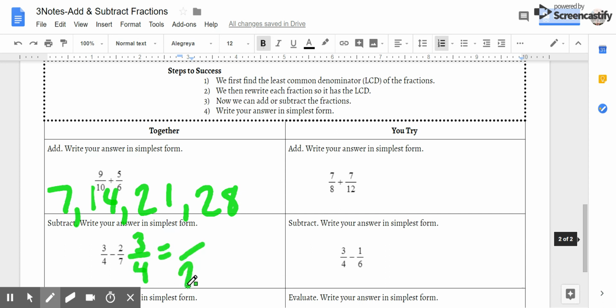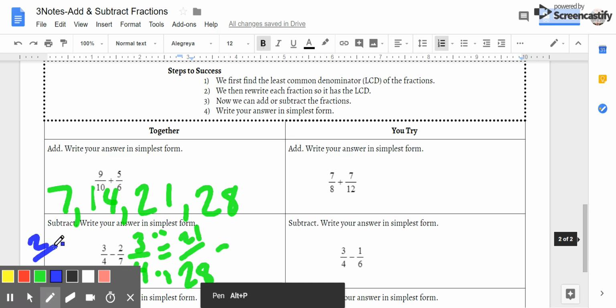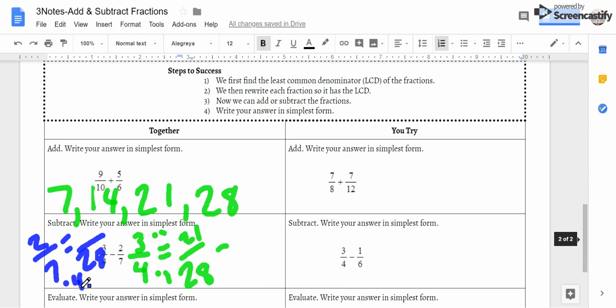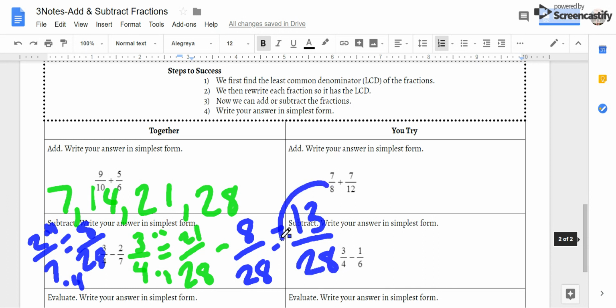So 3/4 is equal to 21 28ths. And 2/7 is equal to 8 28ths. So now I just need to subtract 21 minus 8, which would be 13 28ths, and that should be in simplest form because 13 is a prime number.